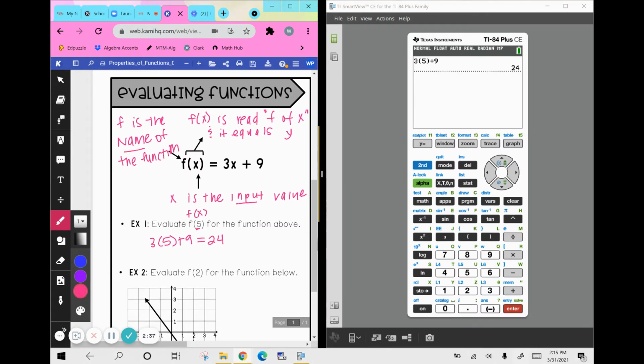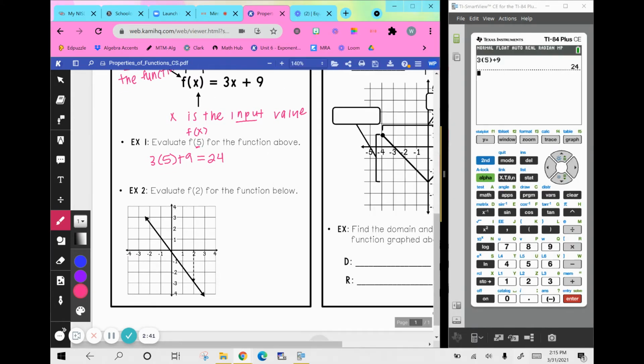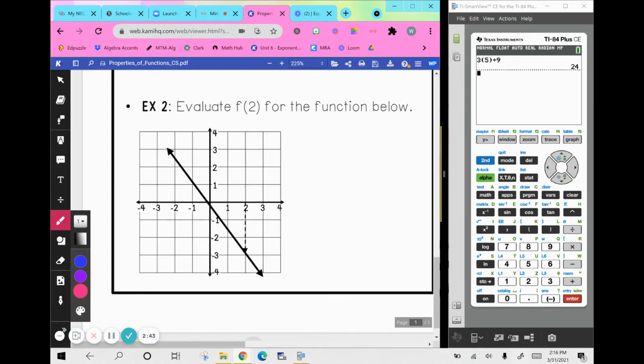And then it says evaluate f of 2 for the function below. So here we're looking at this graph and it says f of 2. Remember, this is our x. So where x is 2, see how they have this arrow pointing down here? Our y value is -3. So f of 2 equals -3. When x is 2, y is -3. Okay?